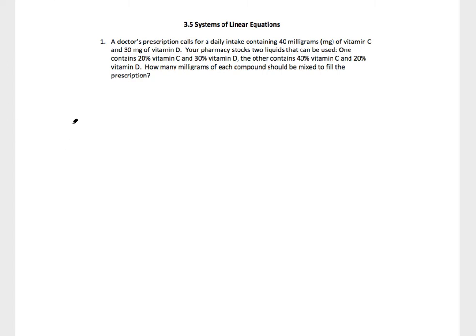So let's begin. We're told that a doctor's prescription calls for 40 milligrams of vitamin C and 30 milligrams of vitamin D. So I'm going to write that down. So our prescription calls for vitamin C, we need 40 milligrams, and vitamin D, we need 30 milligrams.